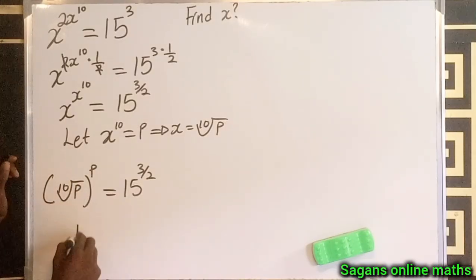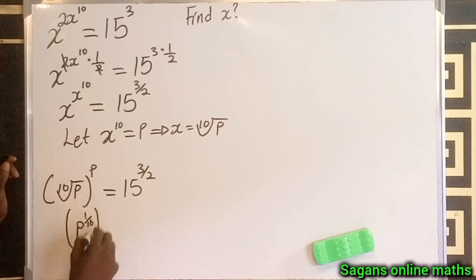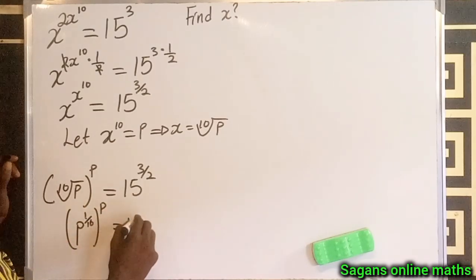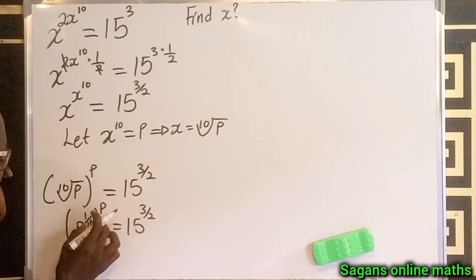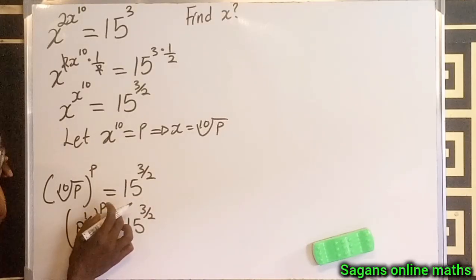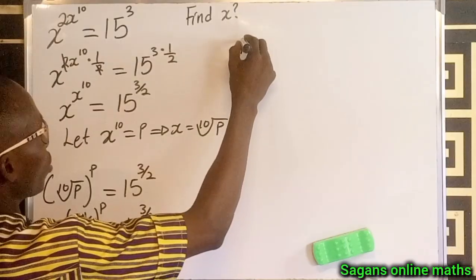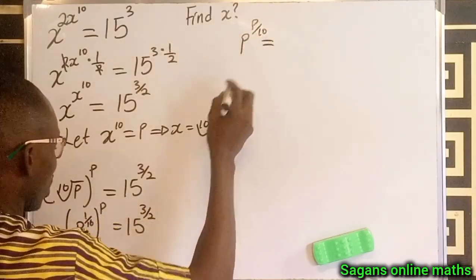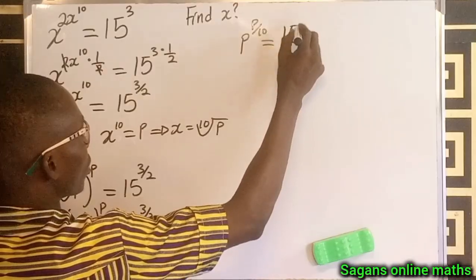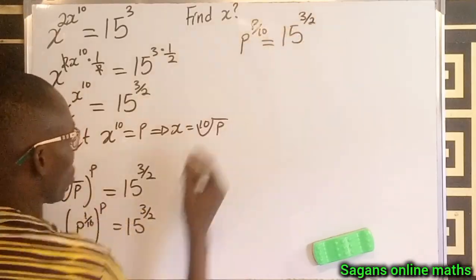And we're going to obey one of the properties of indices here. Note that this is p to the power of 1 over 10, all to the power of p, is equal to 15 to the power of 3 divided by 2. Now remember that the index inside the parentheses can multiply the index outside the parentheses. So that this is p to the power of p divided by 10 is equal to 15 to the power of 3 divided by 2.